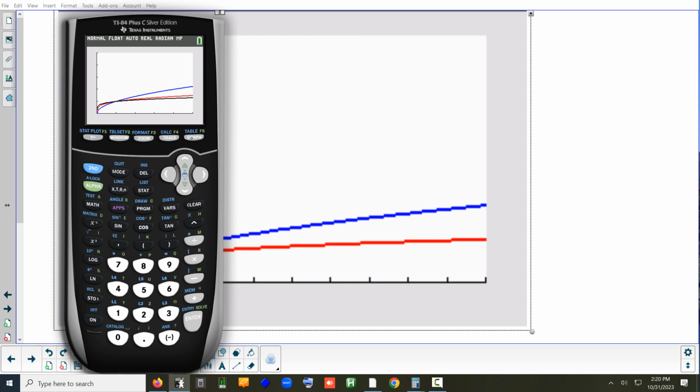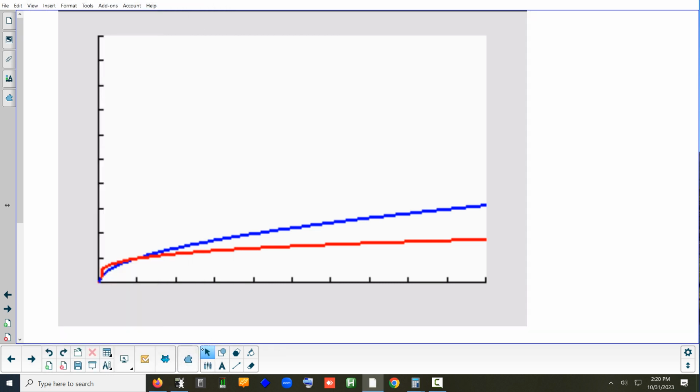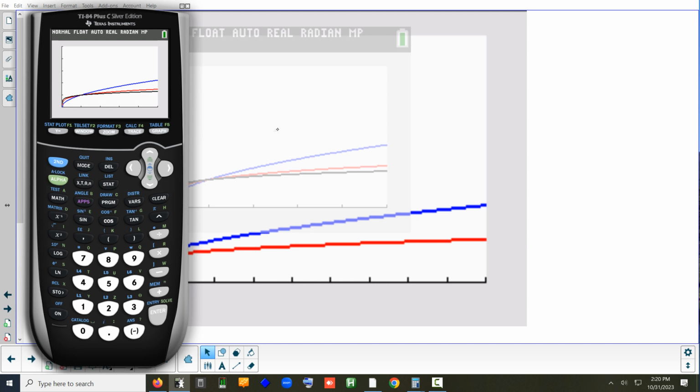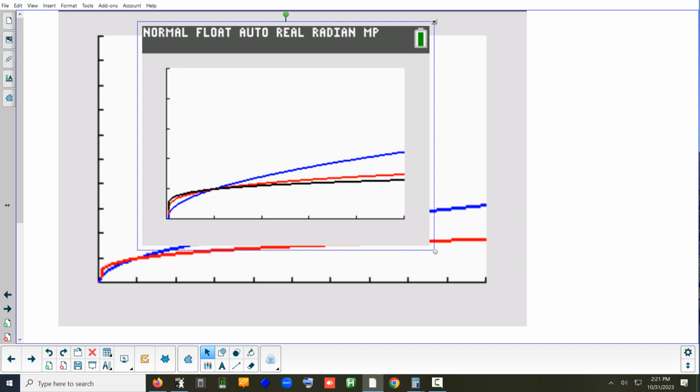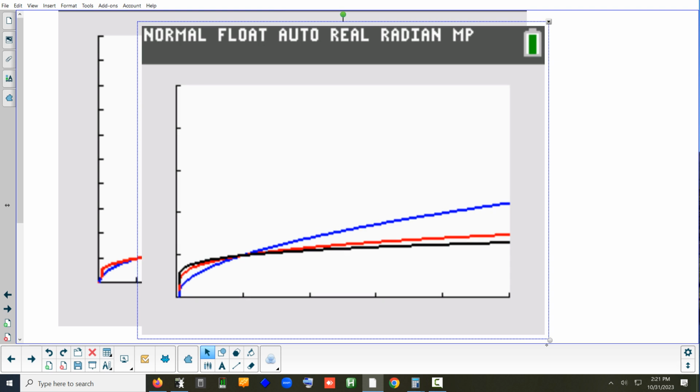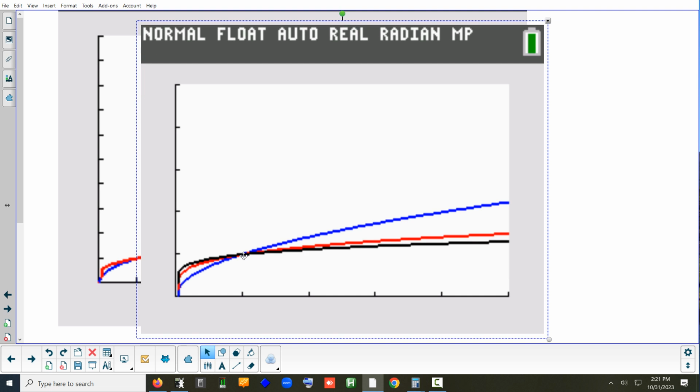Anyone starting to notice anything else about all of these graphs? The bigger the root, the more it is before the blue, and then it gets lower. Yeah, so the higher the index, the lower it is as you get past 1, but the higher it is as you get before 1. How about anything else about all these graphs? They all intersect at 1. Yeah, they all intersect at 1, 1.